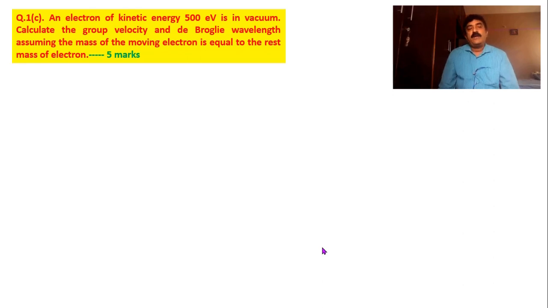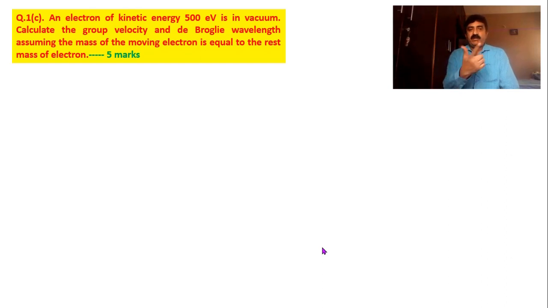An electron of kinetic energy 500 electron volt is in vacuum. Calculate the group velocity. Group velocity means particle velocity. A matter wave has two types of velocity, phase velocity and group velocity. Phase velocity we ignore because it is very much greater than the speed of light, so there is no meaning for phase velocity. So only group velocity.